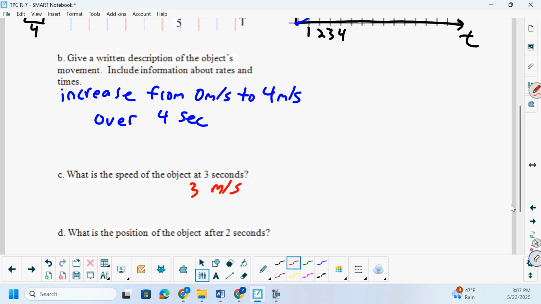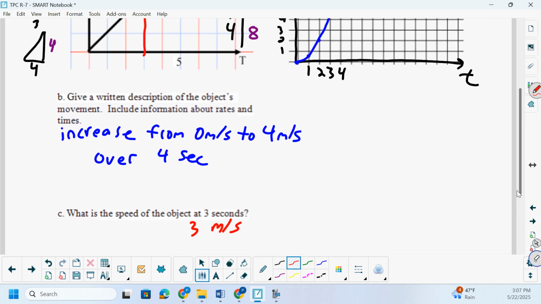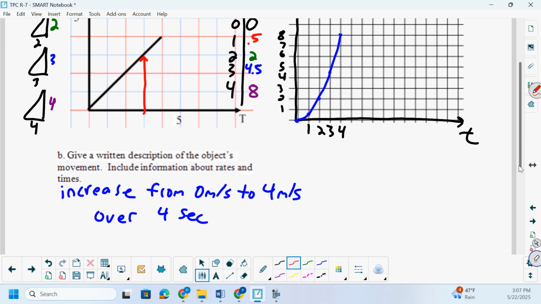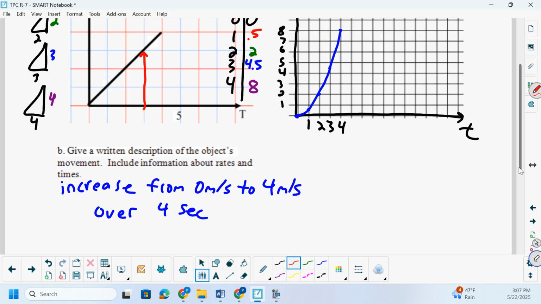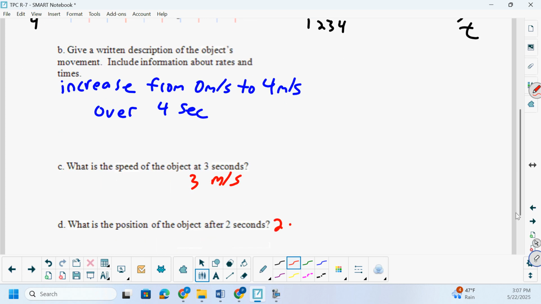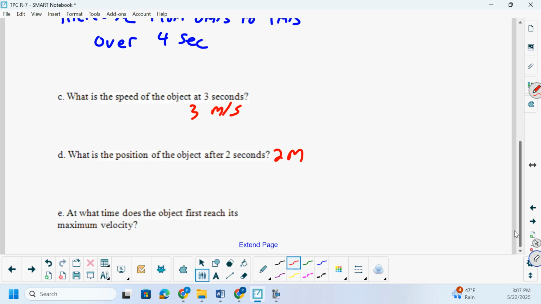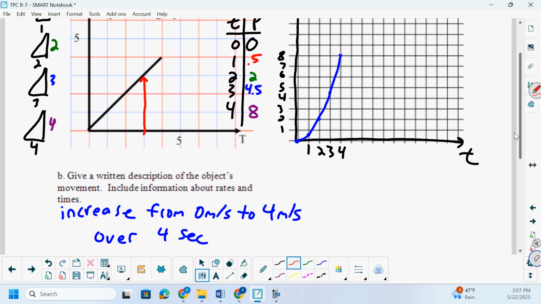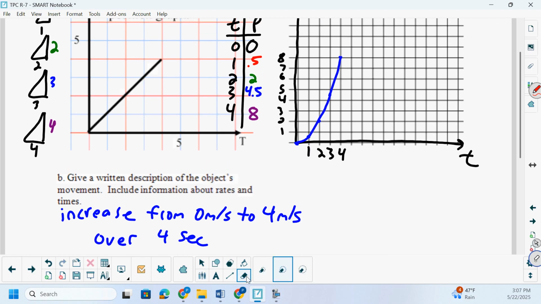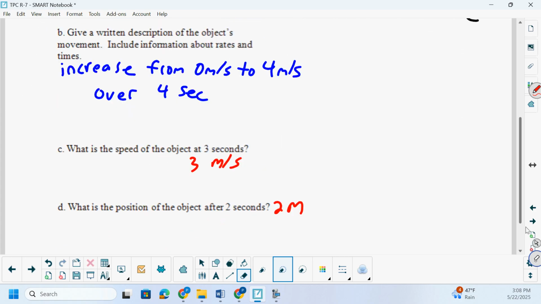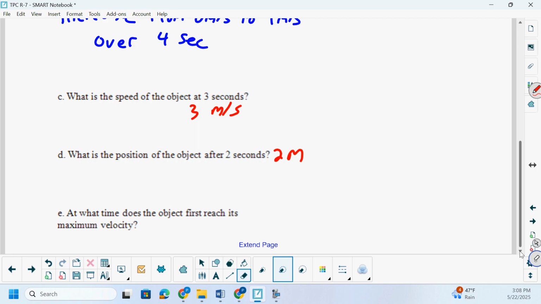What's the position of the object after 2 seconds? Either look on the position graph or use your t-chart. After 2 seconds, we are at 2 meters there in the green. And then our last one, when does it first reach its maximum velocity? Well, if we look at our velocity graph, we want to find the highest velocity we ever hit. That highest velocity is right there, so it's reaching it right at the end, so at 4 seconds.